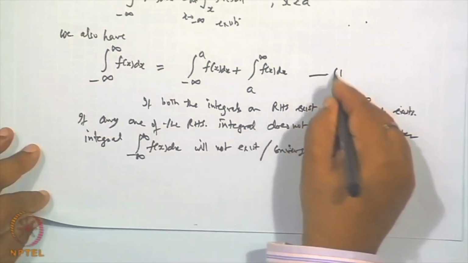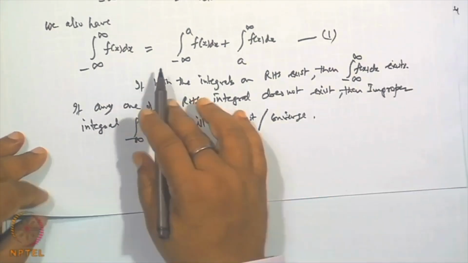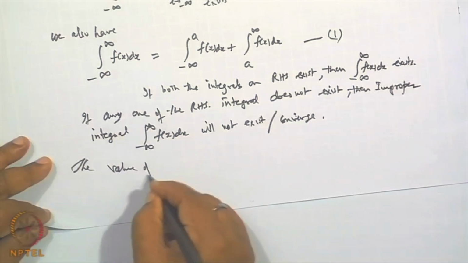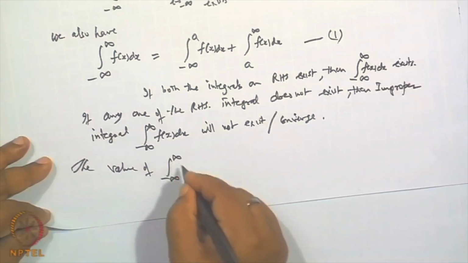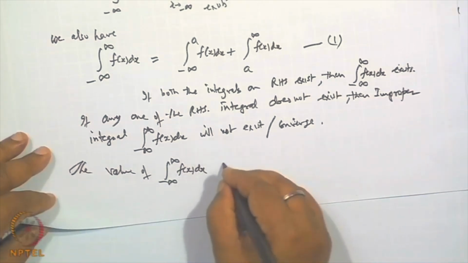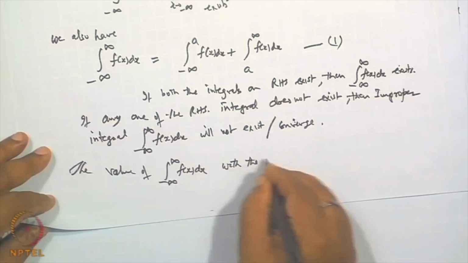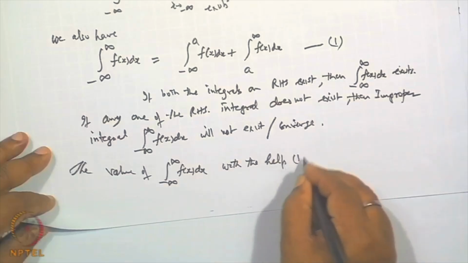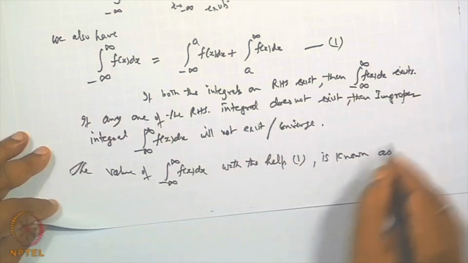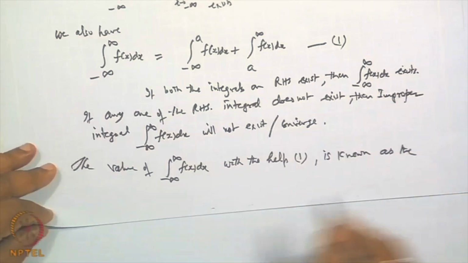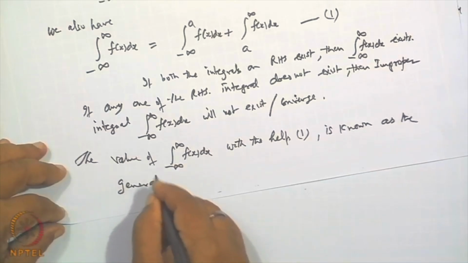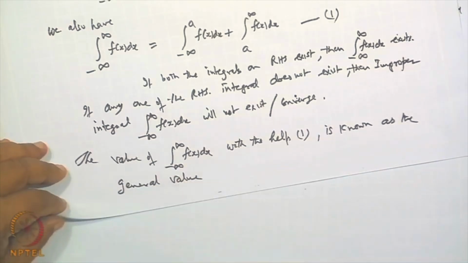The value of the integral from minus infinity to infinity of f(x) dx, with the help of equation 1, is known as the general value.